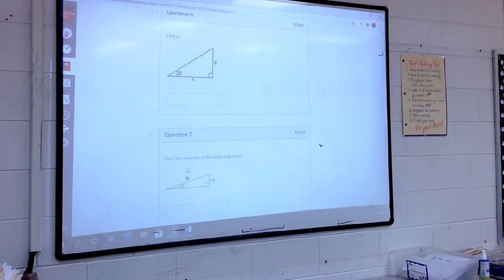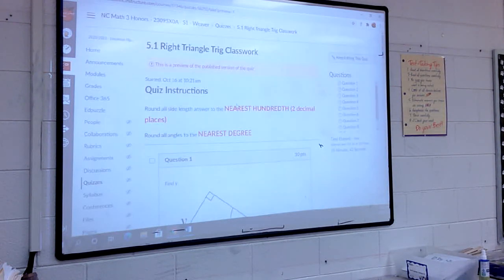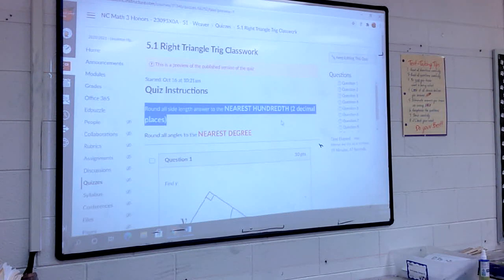Now, on all of these at the top, it says to do the side lengths, when you're finding the missing side, they want you to round to 2 decimal places. But if you're finding the missing angle, they want you to round to the nearest degree. So if it says it's like 50.82, that would be 51 degrees, not 50.82. If you're finding a missing side, you round it to 2 decimal places. If you're finding the missing angle, it's round to the nearest whole degree.